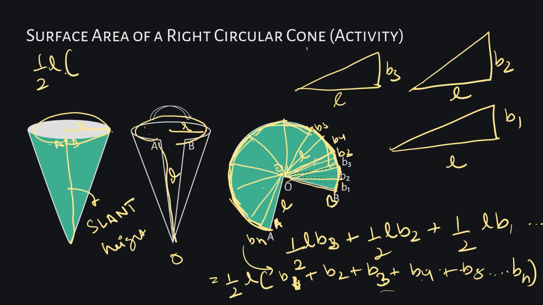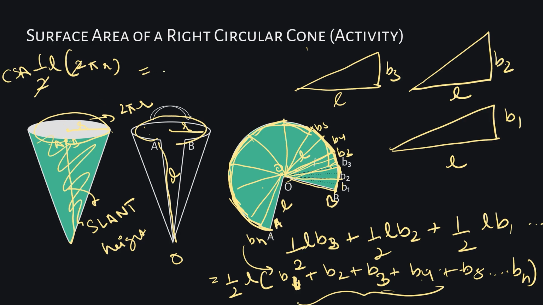So we can say that half into L, and if we consider this to be R, then all this will sum up to 2 pi R. And we can write here 2 pi R. Now we can cut 2 and 2 and we get the CSA, that is this area, the curved surface area, as pi r l. So hence we have found out the curved surface area of the cone.